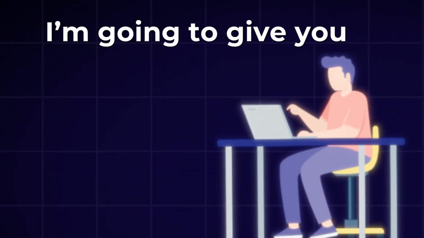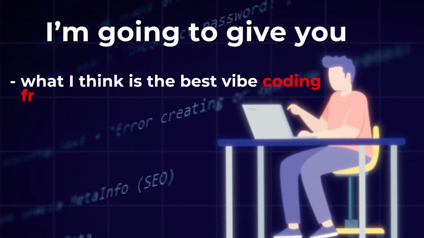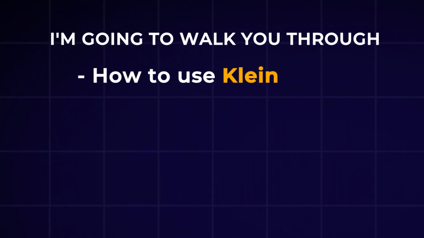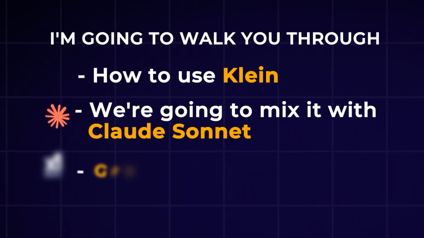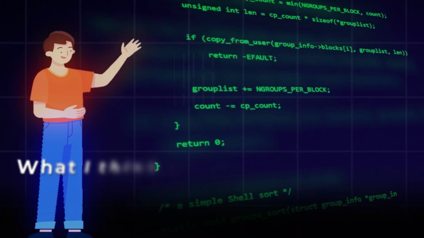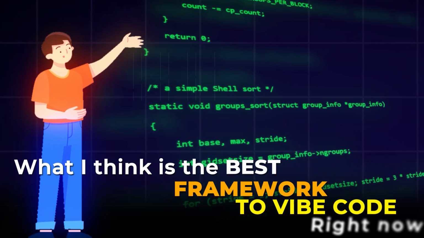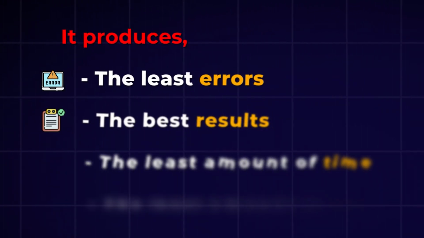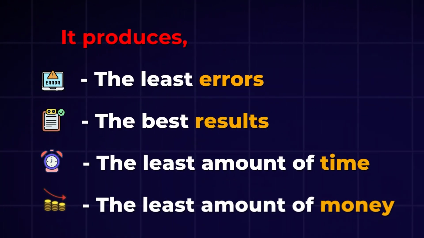In this video, I'm gonna give you what I think is the best vibe coding framework I have found. I'm gonna walk you through how to use Cline. We're gonna mix it with Claude Sonnet, Grok, and something called Repomix, and we're gonna put it all together for what I think is the best framework to vibe code right now. It produces the least errors and has the best results in the least amount of time with the least amount of money. So it's very efficient, and let's go through this right now.